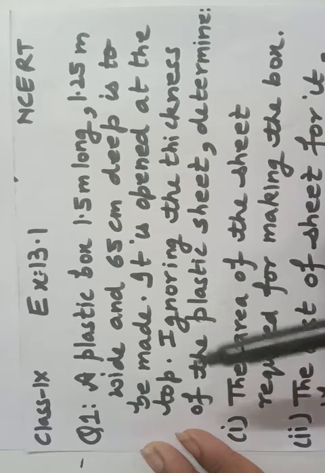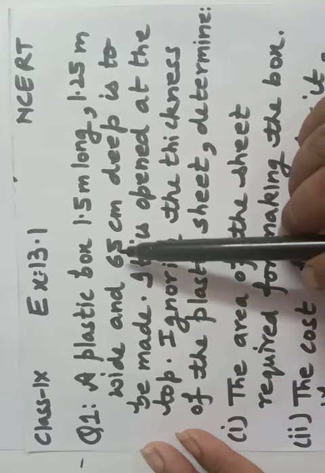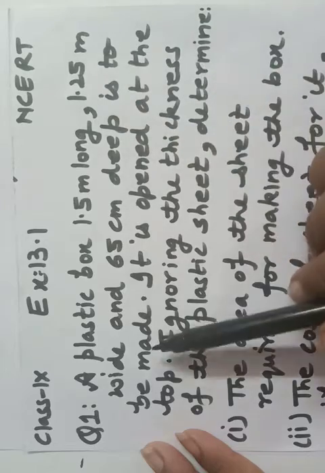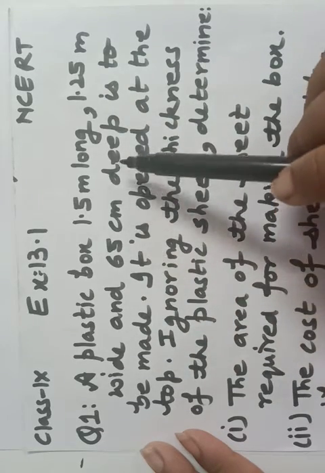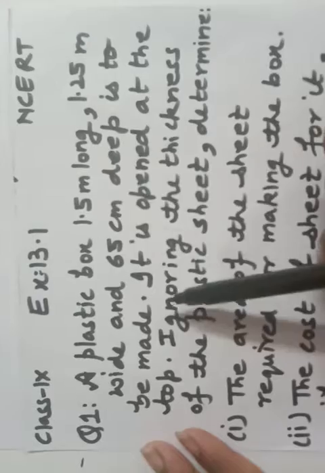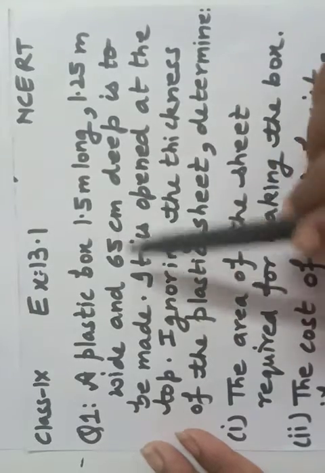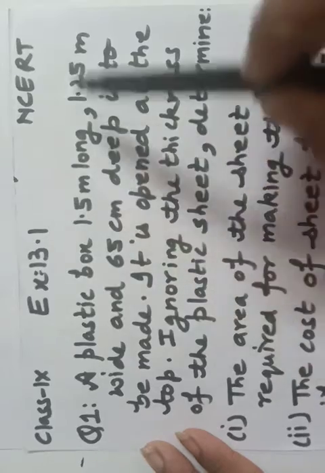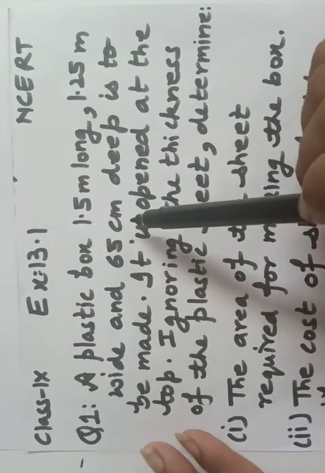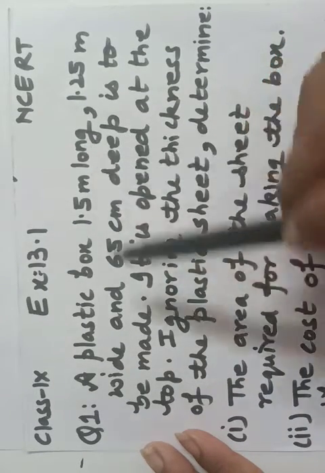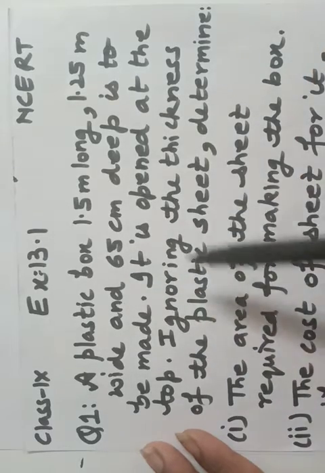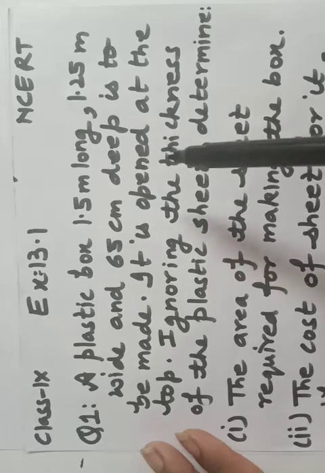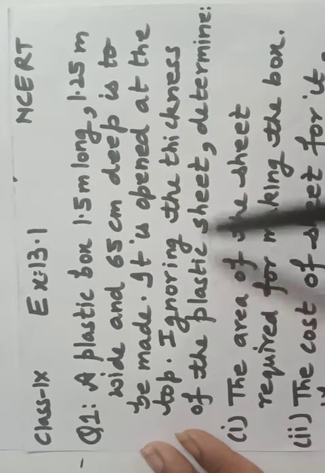The very first question is: a plastic box 1.5 meter long, 1.25 meter wide and 65 centimeter deep is to be made. According to the question, they need to make a plastic box. These are the dimensions that are given to us, that is length, breadth and height. It is opened at the top. It means the top is not there, it is open on the top.